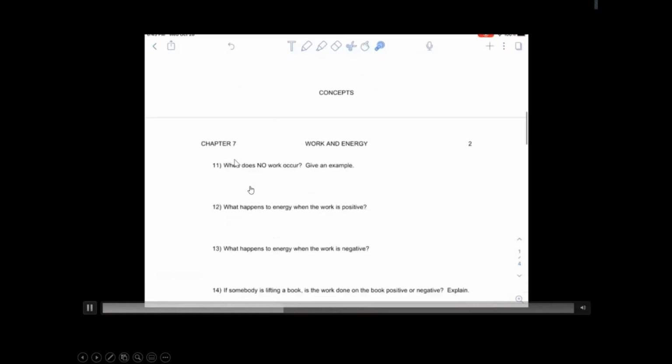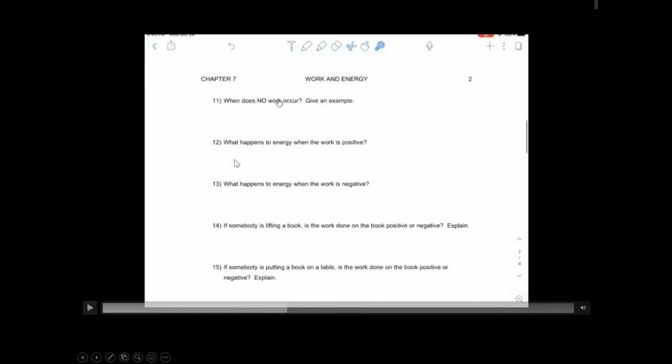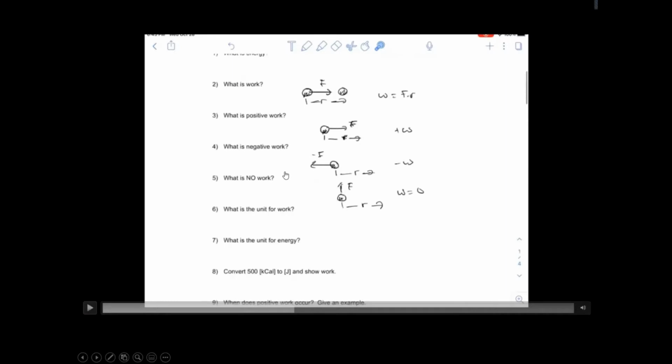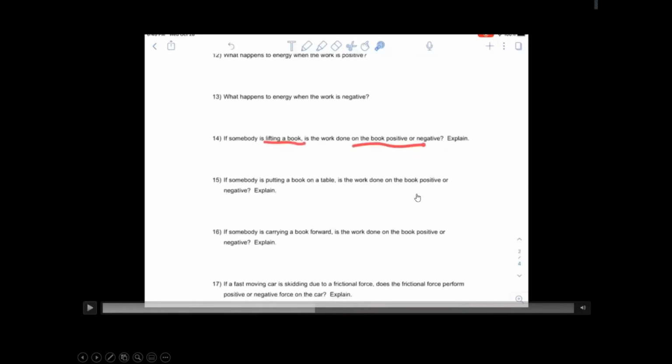All right, so we discussed no work, we discussed positive work, we discussed negative work. No work is this one. Positive work: force and displacement in the same direction. Negative work: force is opposing motion. When the work is positive, the energy is gained. When the work is negative, the energy is lost. When there's no work, no energy is being transferred.